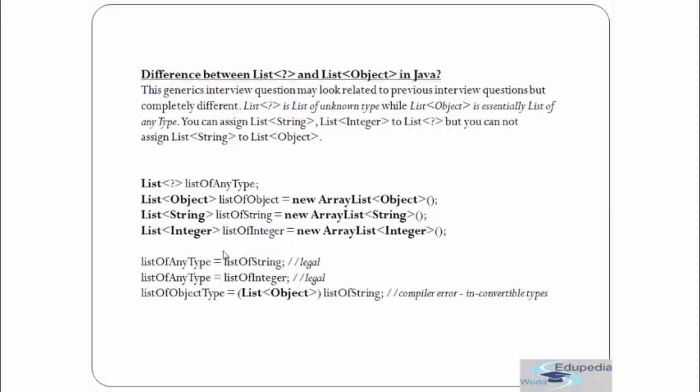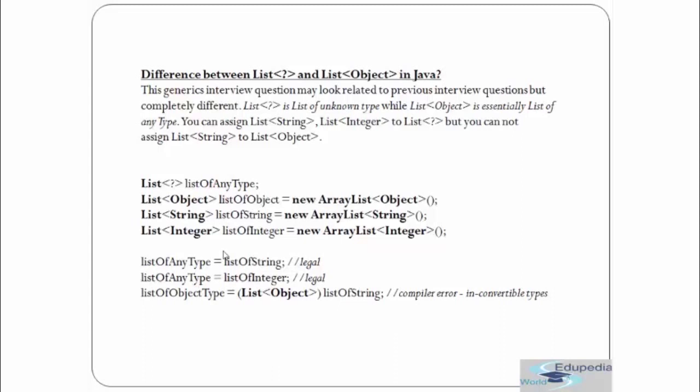Okay, the next question we have is to state the difference between a List with wildcard and a List with Object. The answer says that a List with wildcard is a list of unknown type, whereas a List of Object is essentially a list of any type. That means a list of any object. You can assign List<String> or List<Integer> to List<?>, but you cannot do the same in the case of List<Object>.